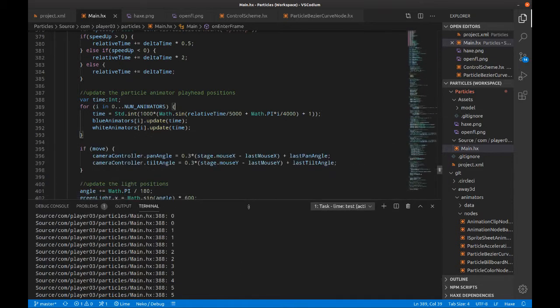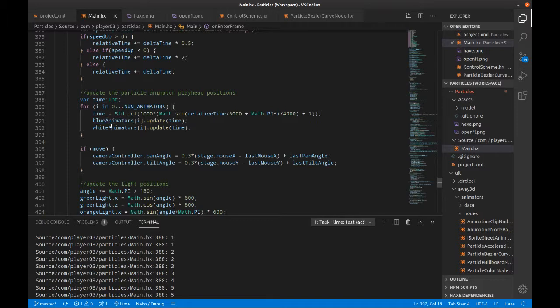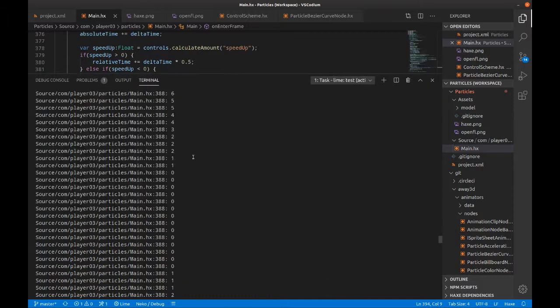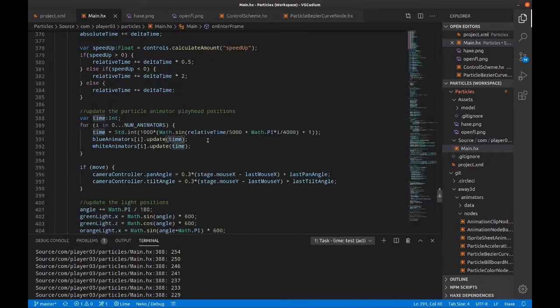What they want is to have two sets of animations, blue and white. No, they want to have 2 copies of the blue particles and 2 copies of the white particles. They want to have some number of copies. But they want to play multiple animations out of sync with one another. So while one of them... so somehow these numbers between 0 and 2,000 represent the timeline.